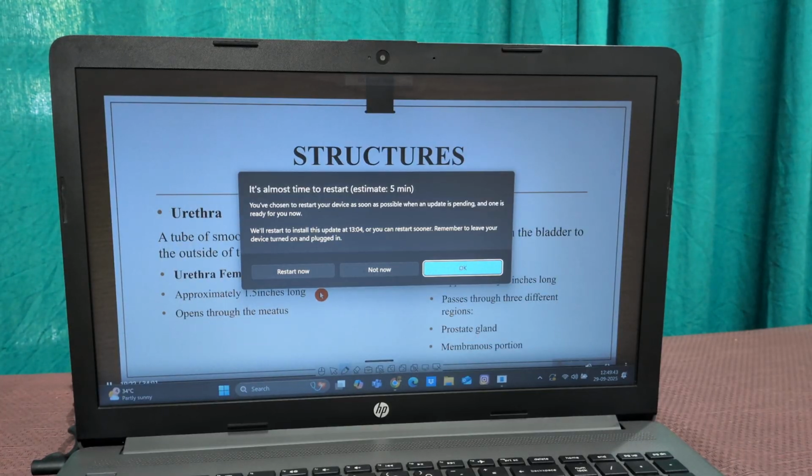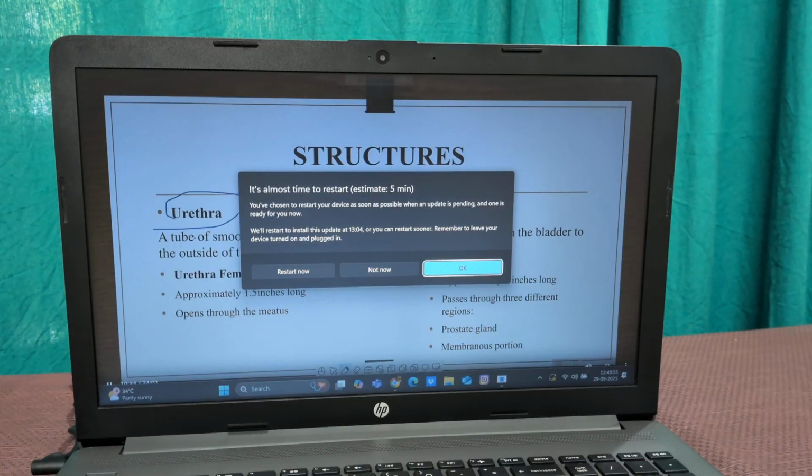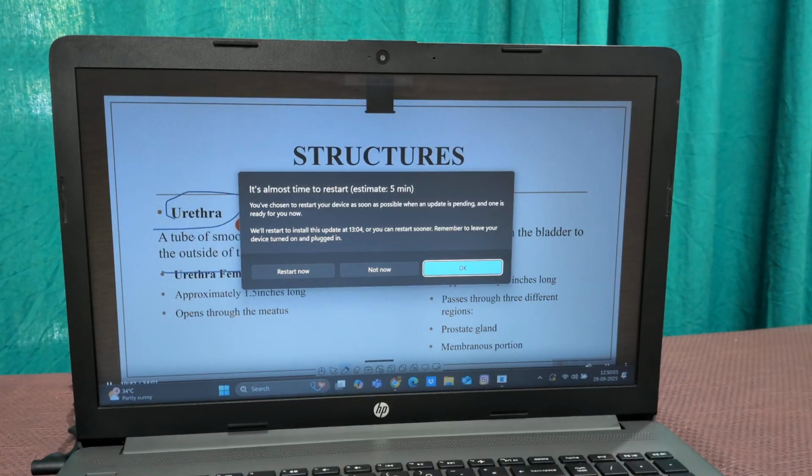The trigone is a triangular area at the base of the bladder where the ureter enters and the urethra exits. Now, the urinary bladder is attached to a tube of smooth muscle which is called the urethra. The urethra is a tube of smooth muscle with a mucus lining which carries urine from the bladder to the outside of the body. It helps in the excretion of the urine from the human body.